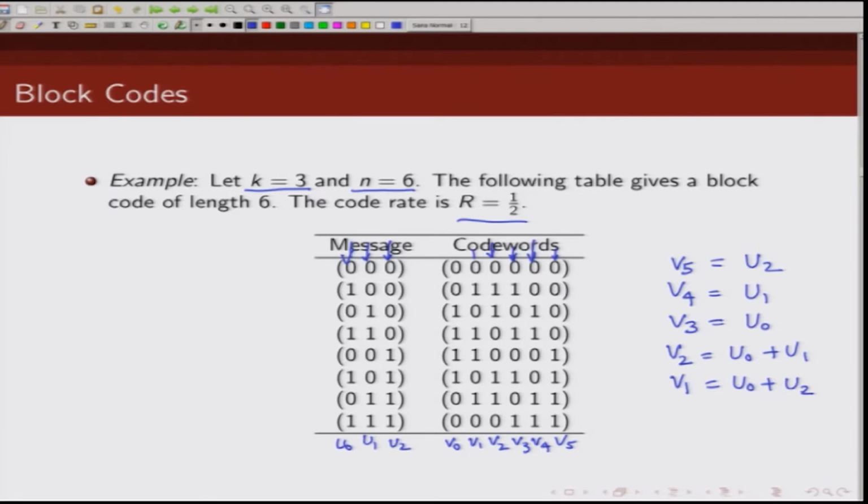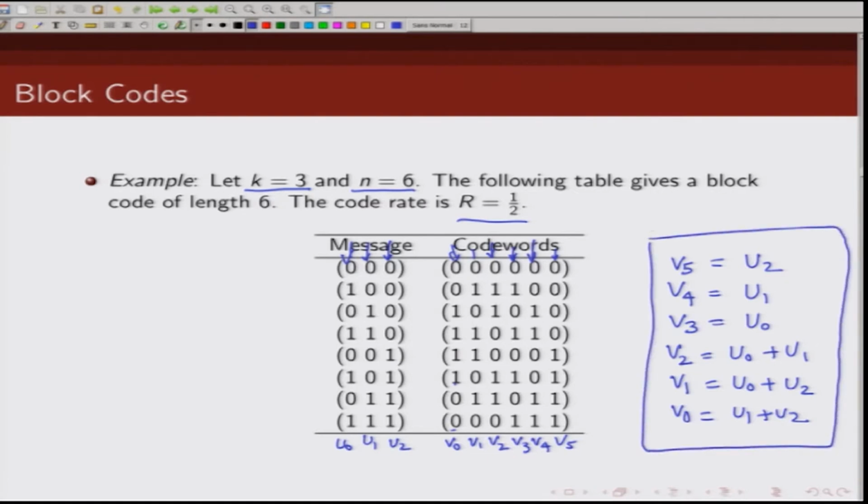Okay. Now let's look at last, this one, V0. What is V0? We can see that this is same as U1 plus U2. This is U1 plus U2. So 0 plus 0 is 0, 0 plus 0 is 0, 1 plus 0 is 1, 1 plus 0 is 1, 0 plus 1 is 1, 0 plus 1 is 1, 1 plus 1 is 0, and 1 plus 1 is 0. So this is how we have mapped our information bits into our coded bits.